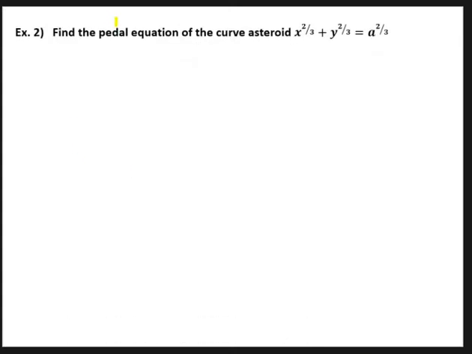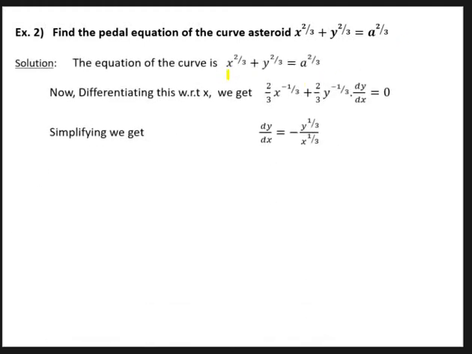Problem 2. Find the pedal equation of the curve asteroid x to the power of 2 by 3 plus y to the power of 2 by 3 is equal to a to the power of 2 by 3. The given equation of the curve is x to the power of 2 by 3 plus y to the power of 2 by 3, which is equal to a to the power of 2 by 3.